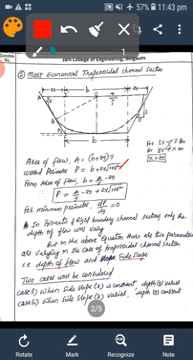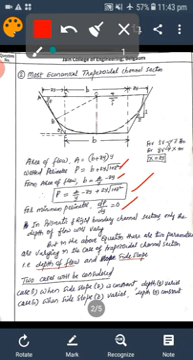Then from the flow area, just calculate B. You will be getting this one. Then substitute the value of B in the above equation. You will be getting this one. Then for a minimum perimeter, dP by dY is 0. So here you will be having two conditions or two cases.